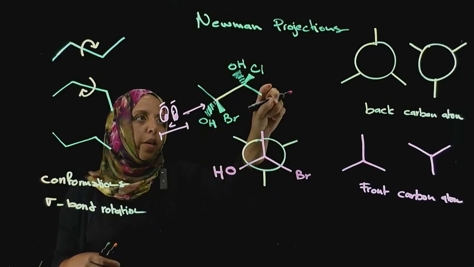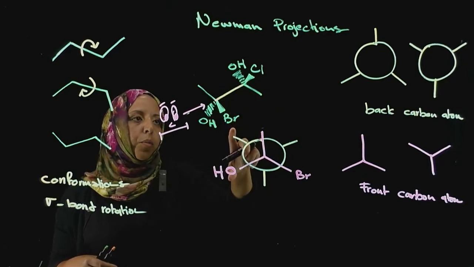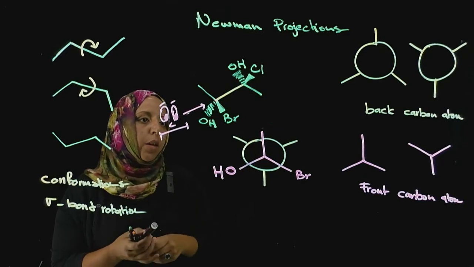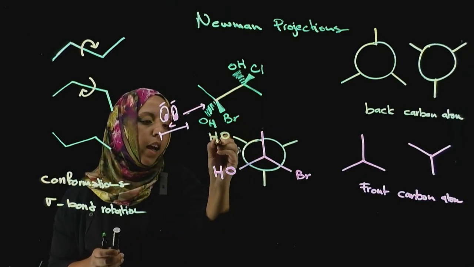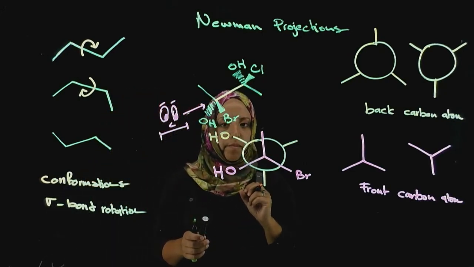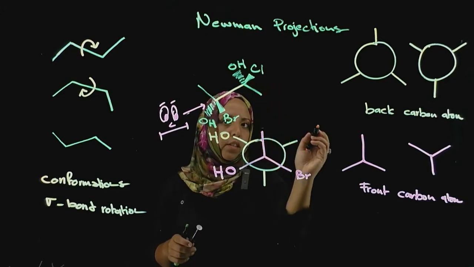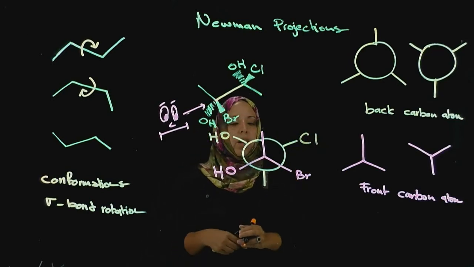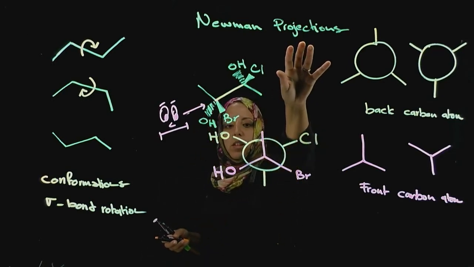And then if I look at the back carbon, the dashes are going to be on the same side of the Newman projection. The wedges are going to be on the same side. So it looks like both my alcohol groups are on dashes, so they're both to my left. And chlorine and bromine are both on wedges, and they're both to the right, right? So that's what we refer to as a Newman projection, right?